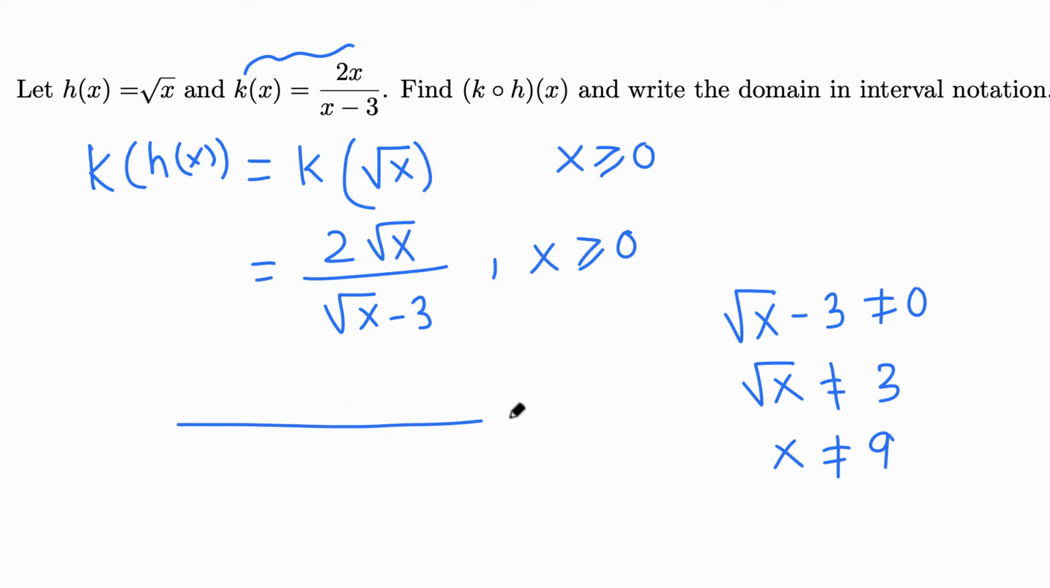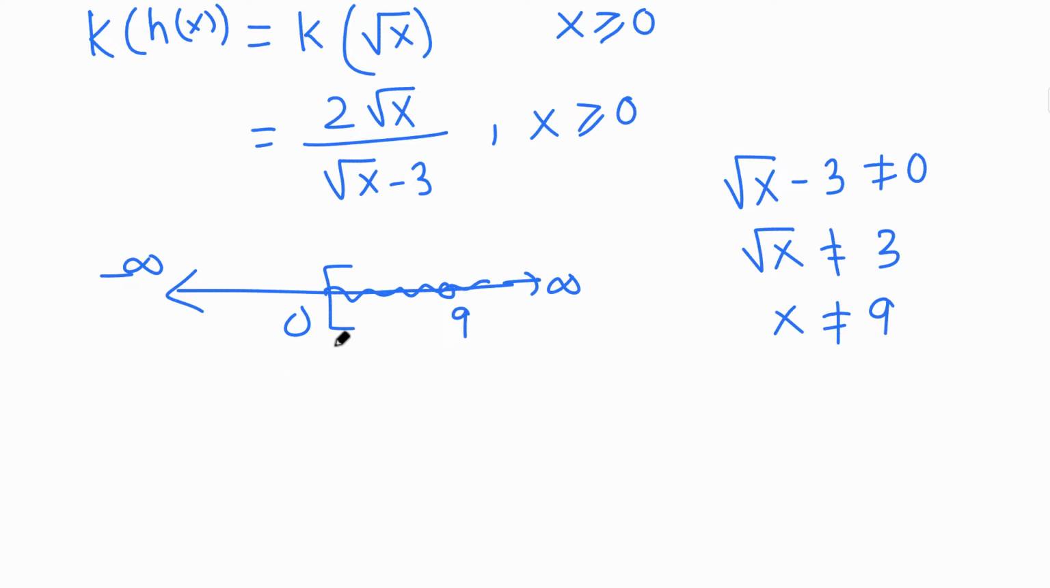So the domain is on this number line. From the first, we already know x is bigger than or equal to 0, like this, and it cannot be 9. So the domain is 0 to 9, 0 included, 9 is not, and from 9 to infinity.